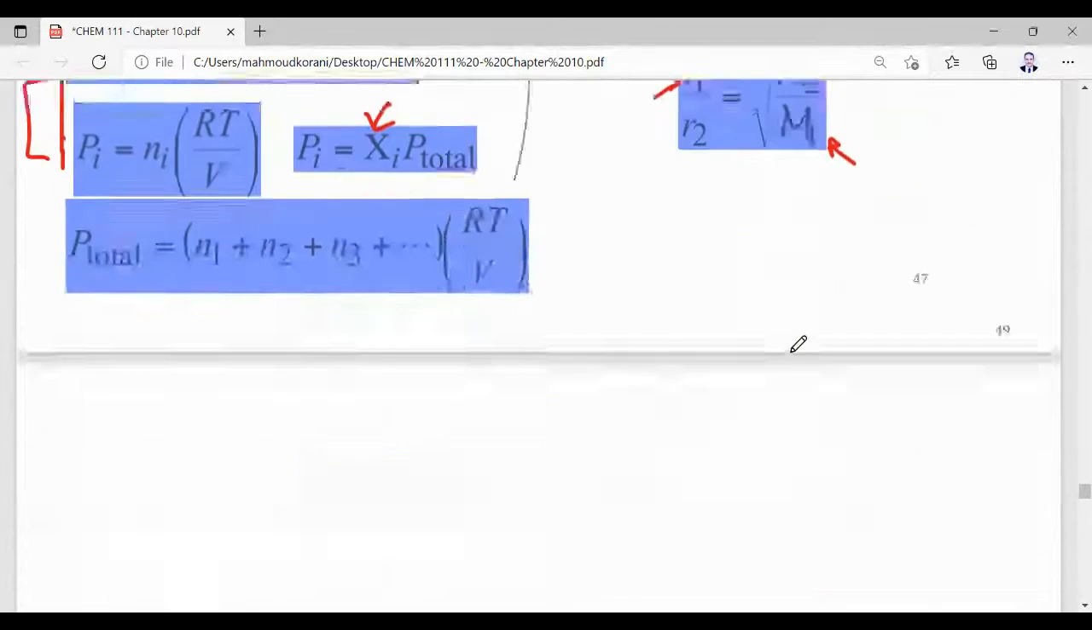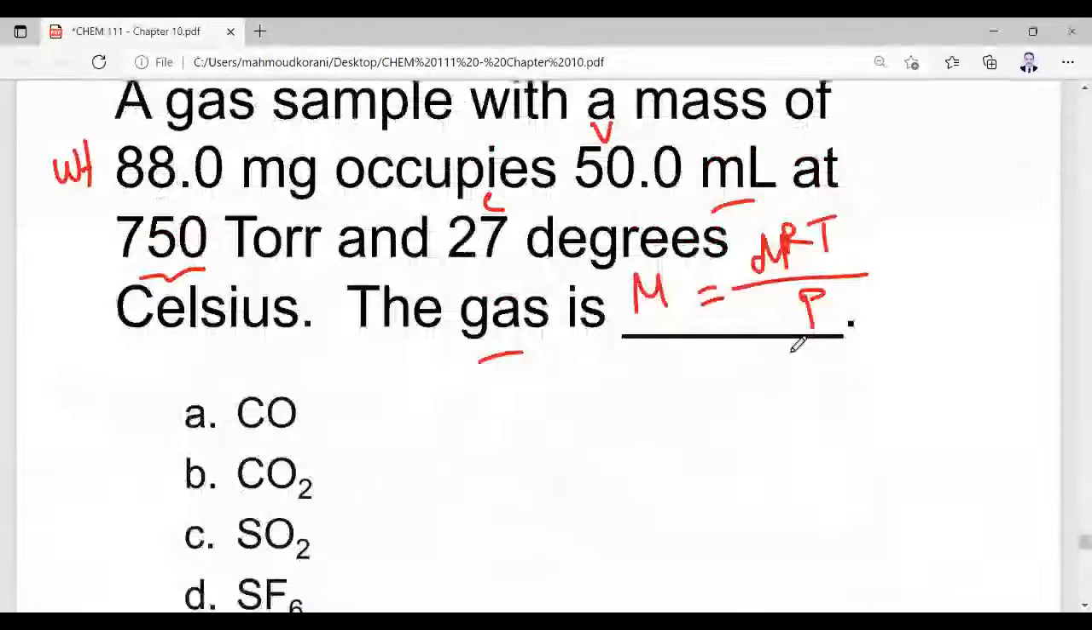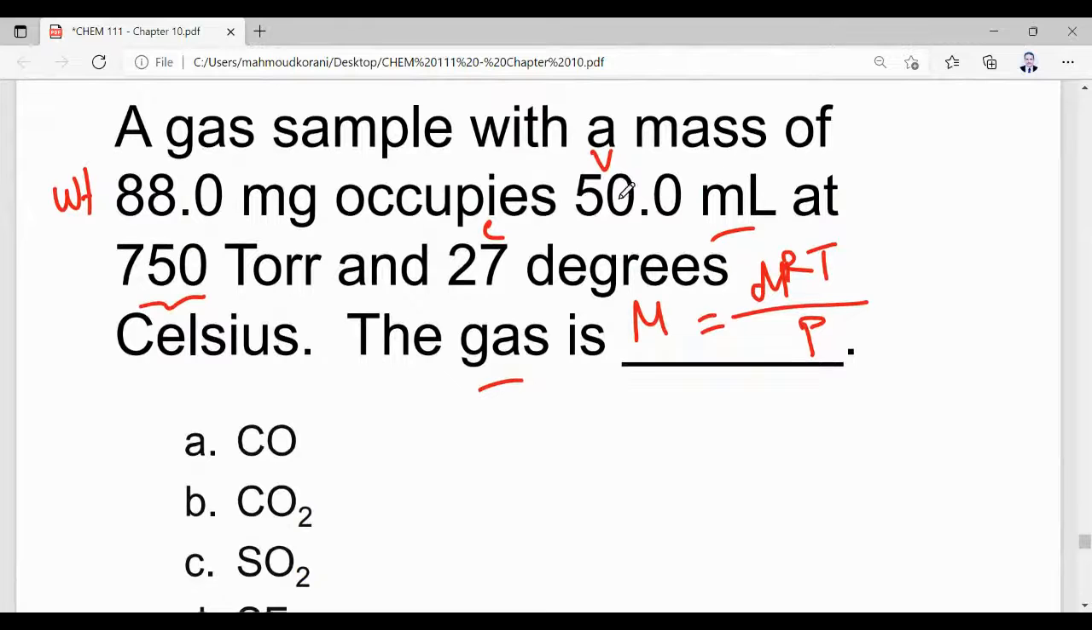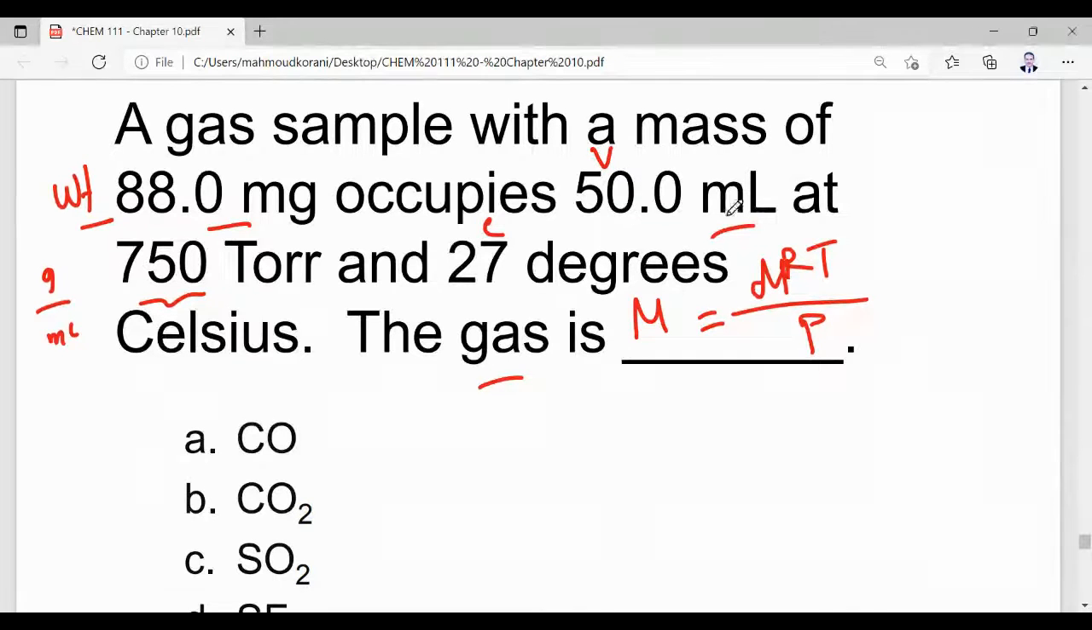Density is RT divided by P, where this is the molar mass. Density should be weight per unit volume. I'm giving you the weight here, but keep track of the units. If you use gram per milliliter, it's the same as kilogram per liter, so no problem. You should convert this one to grams and divide by this one directly, and multiply with R.